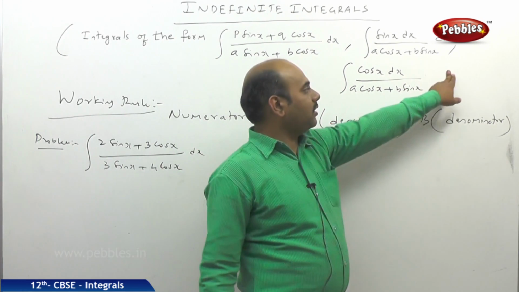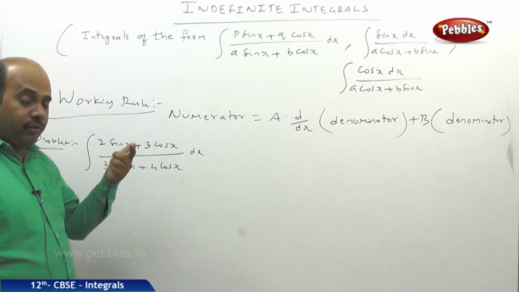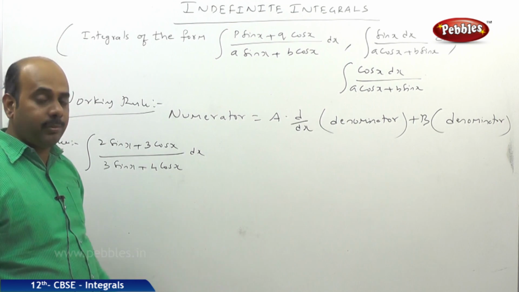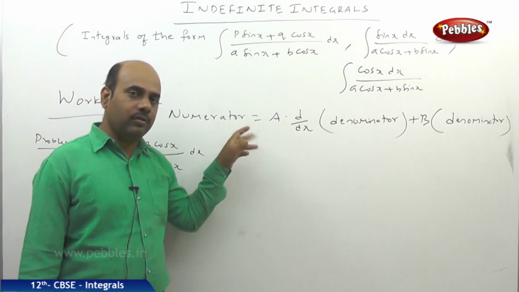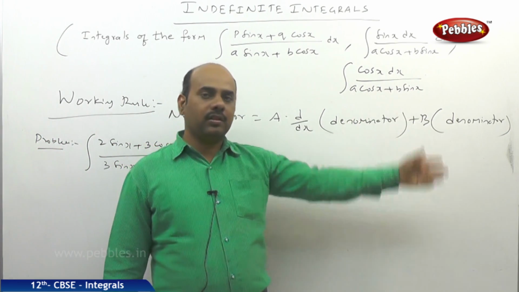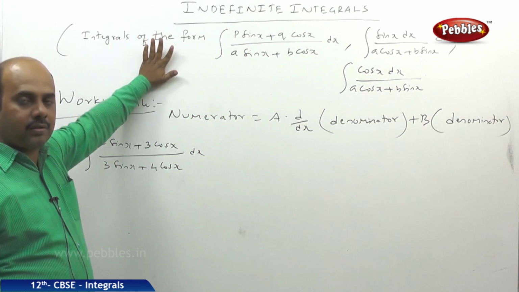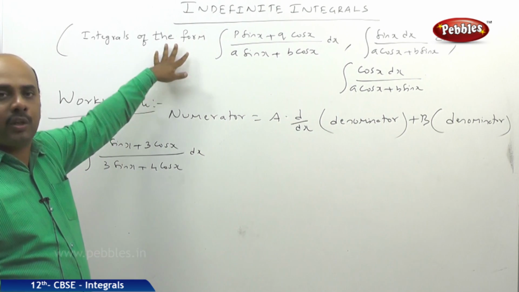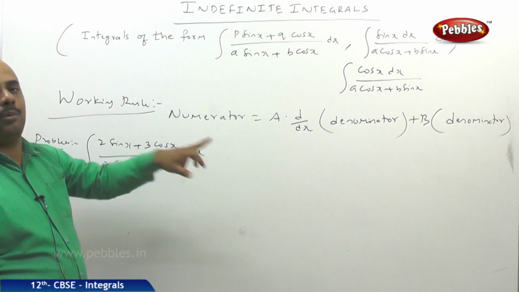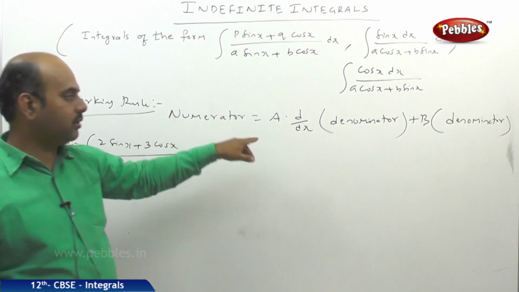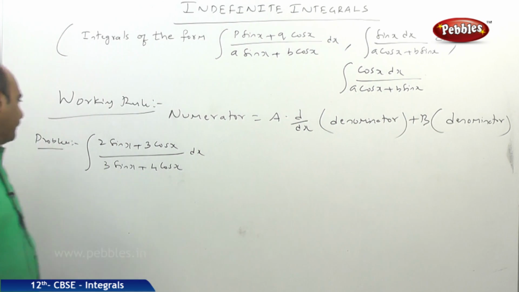Whenever you come across this kind of problem, again you should remember the working rule. Up till now we have done 2 working rules, and this will be the 3rd working rule. What is this working rule telling? Numerator is equal to a into d by dx of denominator plus b into denominator. If you come across problems of this type where trigonometric functions are involved, just apply this working rule.